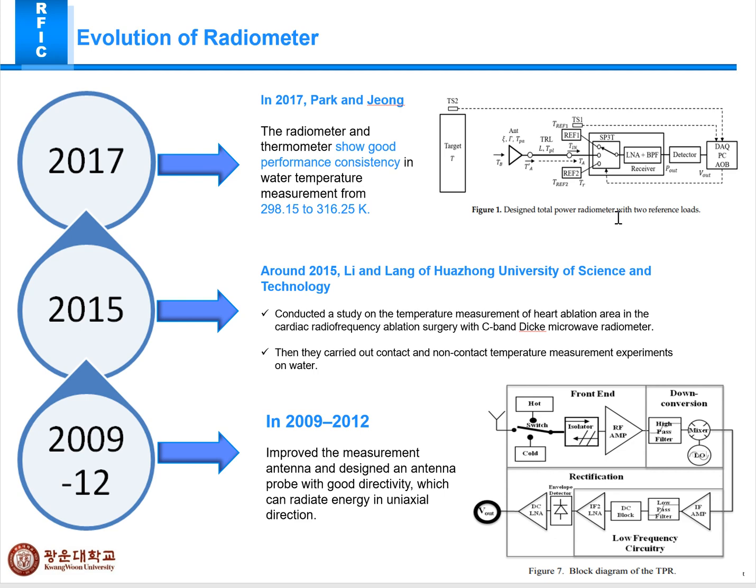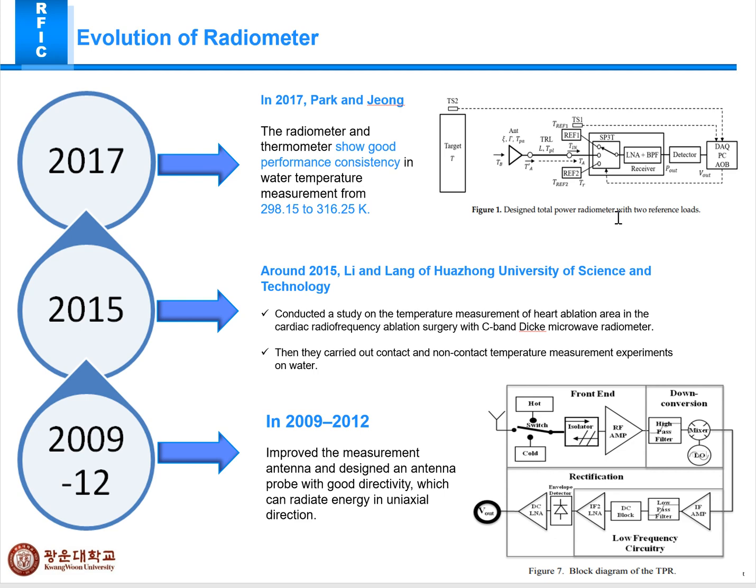It has a hot and cold calibration, isolated, and it is divided into a front end section, which has RF and AM, and the down conversion, which has a high pass filter and a mixer, and then it has a reflection section. In that, it has a certain sort of LNA block, DC block, low pass filter, and IF AM.